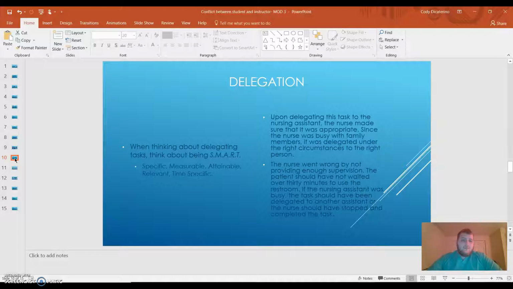So when delegating tasks, just keep in mind that you have to be SMART. This is an acronym that I've been using since I started patient care. Make sure that anything that you delegate down is specific, measurable, attainable, relevant, and time specific. So if something needs to be done within a certain time frame, make sure that you vocalize that to that person so that they can get it done on time.